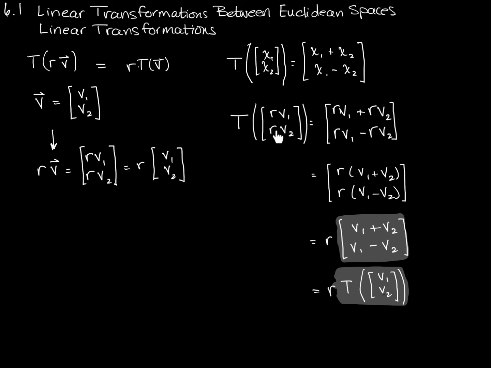So I can go in either direction here. I can start with the transformation of the scaled vector and show that it equals the scaled transformation. This is the transformation of the scaled vector. This is the scaled transformation of the vector. Very subtle difference there. Or I can go the other way. They're equal. The point is that they're equal. And so we can also say that T preserves homogeneity.